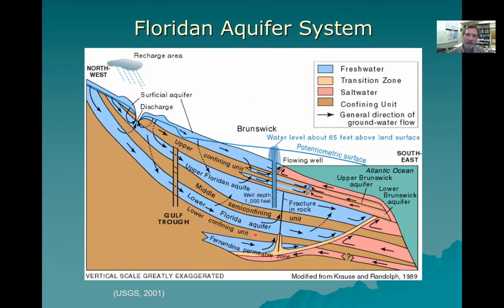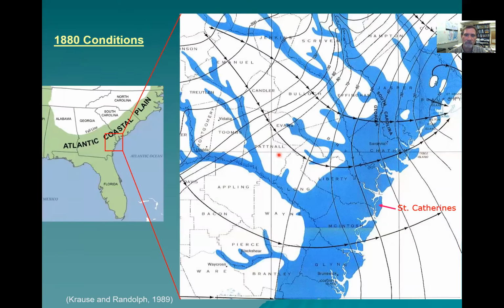This is a very simplified USGS cross-section through the Georgia coast, showing the three main permeable zones in the Floridan system: Fernandina, the Lower Floridan, and the Upper Floridan. The clastic units that lie above the upper confining unit are collectively referred to as the surficial aquifer system. The principal water supply for the entire region is the Upper Floridan, and prior to major pumping withdrawals, we had positive artesian pressure up and down the coast.